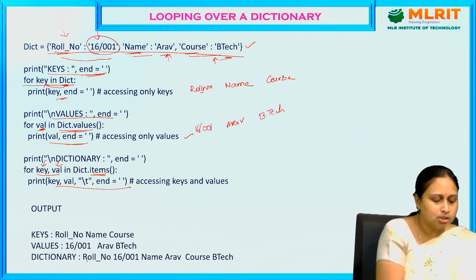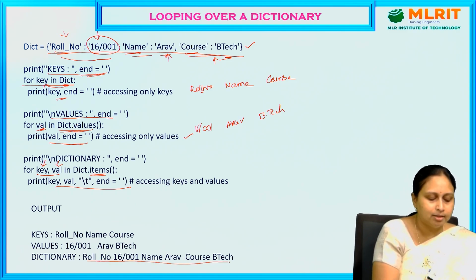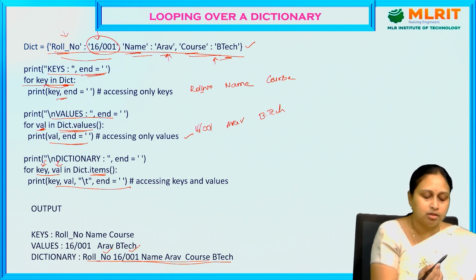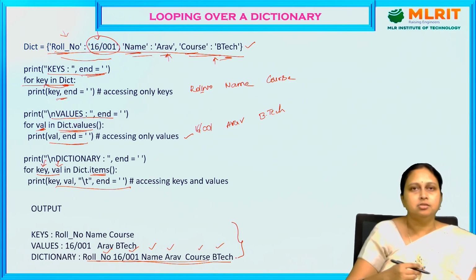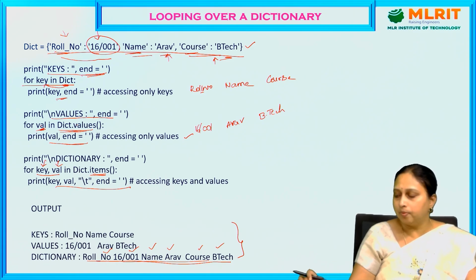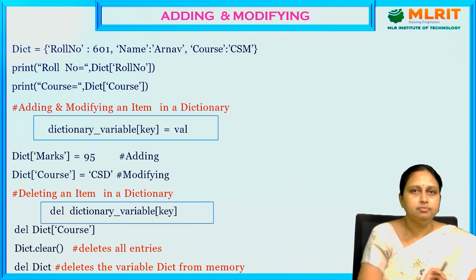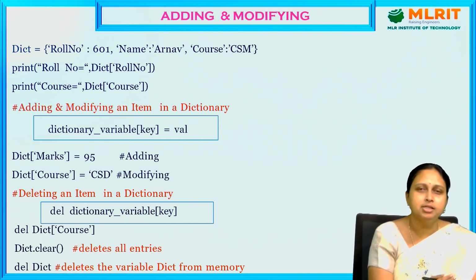You can see the output of how it is going to display at the end. This is the last statement: roll number with its value, name with error, and course with BTech. Like this it is going to display. This is how we use looping over a dictionary. And the next topic is adding and modifying some content in your dictionary.